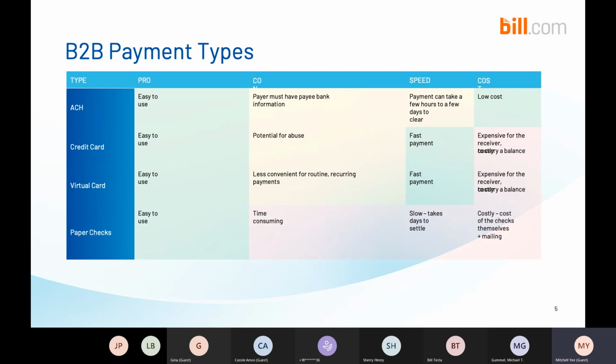Another option is paper checks. Paper checks are a very familiar form of B2B payments, and they may be why people see the ease of use of doing paper checks. But the reality of a paper check is it's overlooked and time consuming. It takes days to settle. It can be a very long and costly process.